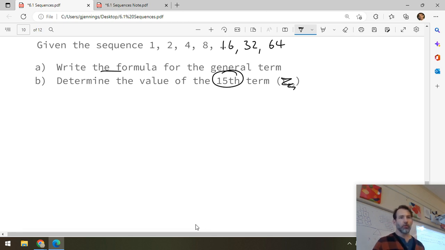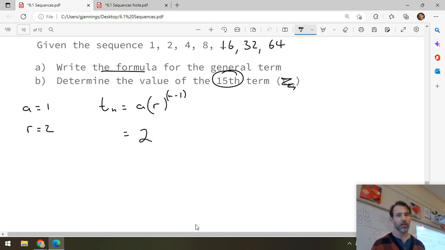So let's find that. First, let's write the formula for the general term. A is equal to 1 and R is equal to 2. I can just see it's doubling every time. I'm not going to divide them, but if I did, I'd find that there was 2. Okay, so my general term, Tn, is equal to A R to the n minus 1. In this case A is 1, so I don't write anything. 2 raised to the power n minus 1. That's my general term. The nth term is 2 to the n minus 1. That's it.